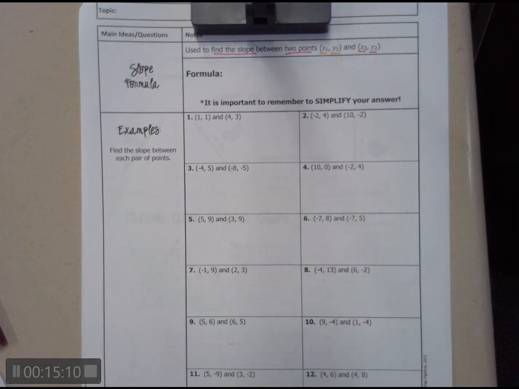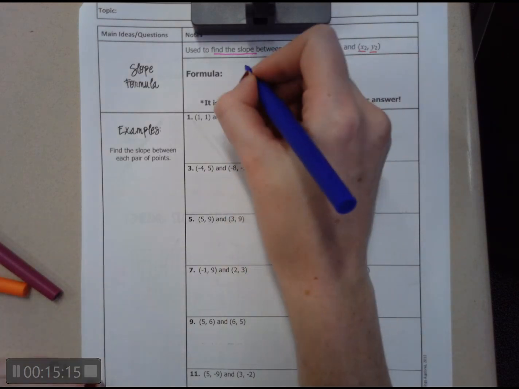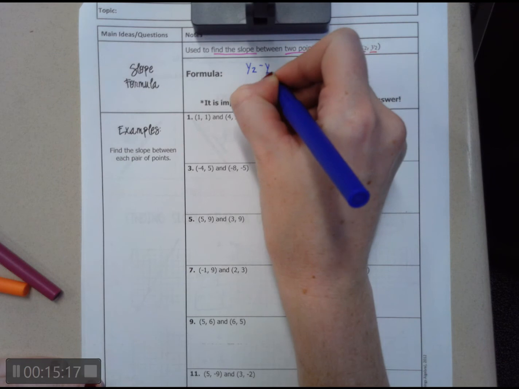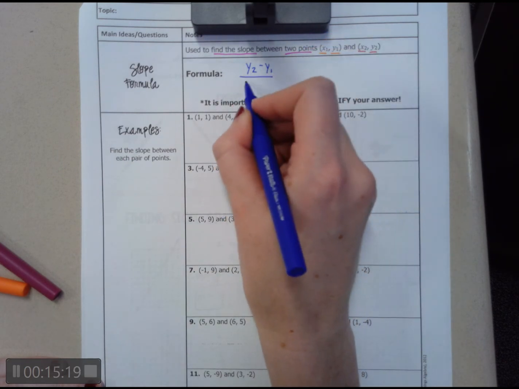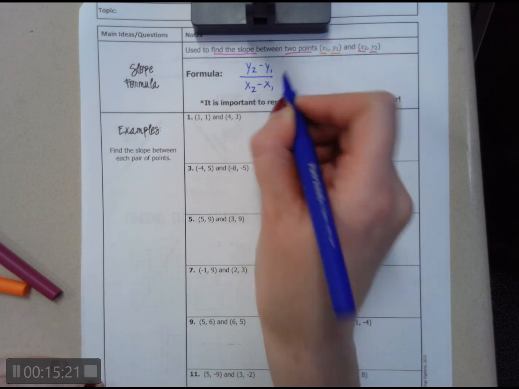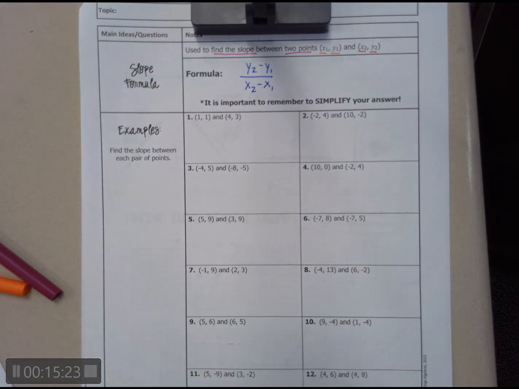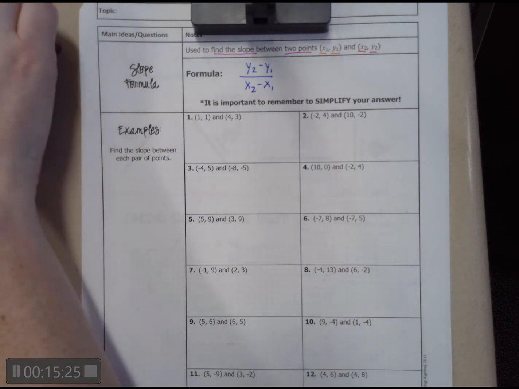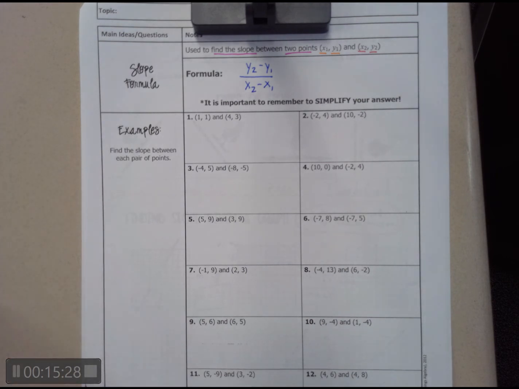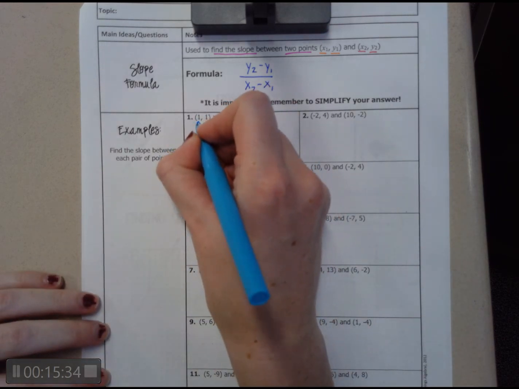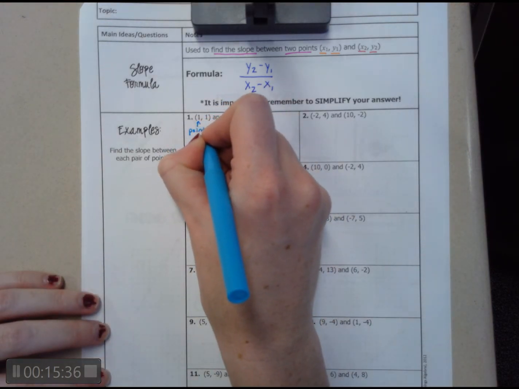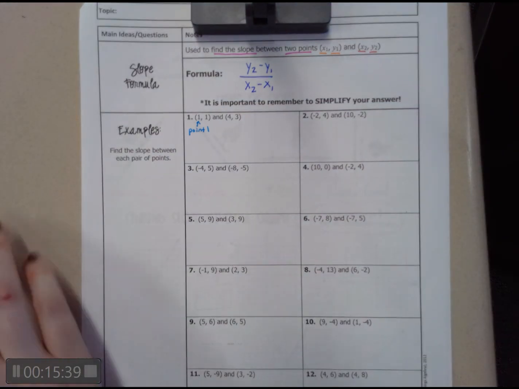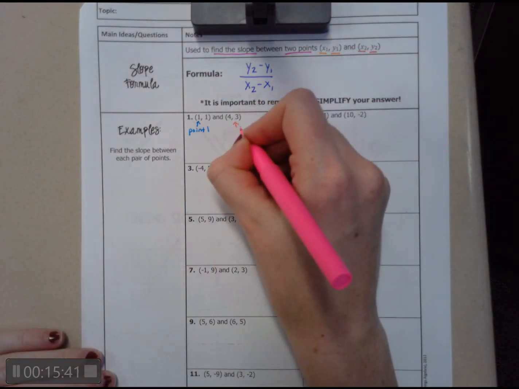All right? And our formula to find the slope between 2 points is going to be y2 minus y1 divided by x2 minus x1. Okay? All right, so the first thing that I like to do when I have to find the slope between 2 points is determine which is point 1 and point 2. So I'm going to say that this is point 1 and this one is point 2.